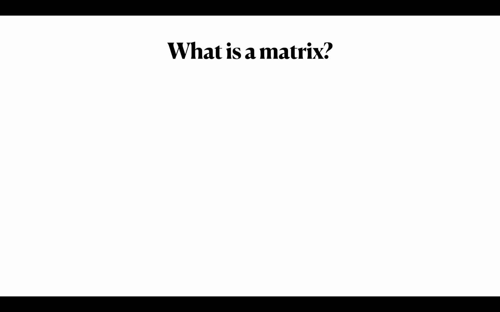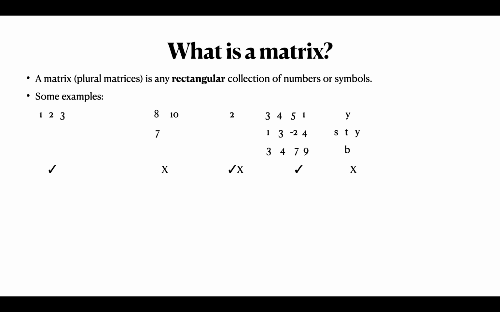So the first thing I want to talk about is basically what is a matrix. And a matrix is very simple. It's a construct in mathematics. It's just a rectangular array of numbers. That's all it is. It's a rectangular collection of numbers. And that's all a matrix is.